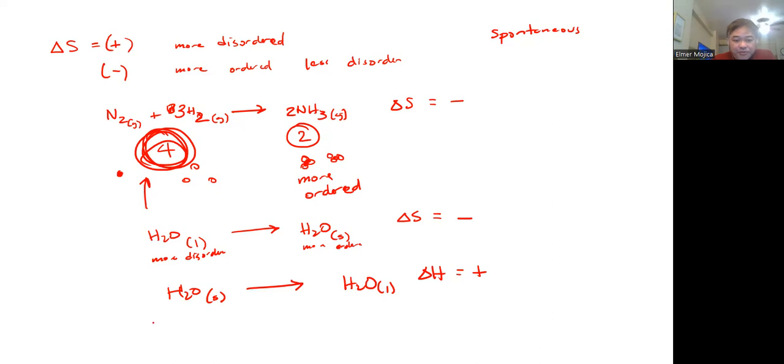Okay? Now, what happens if you burn something? Like CH4, we burn it with oxygen, you form H2O and CO2. What's the delta H of this? Positive or negative? This is burning of methane. Does it absorb energy or release energy? Anyone? So the delta H that you have here would be negative. Now, both of these reactions are what? Spontaneous.